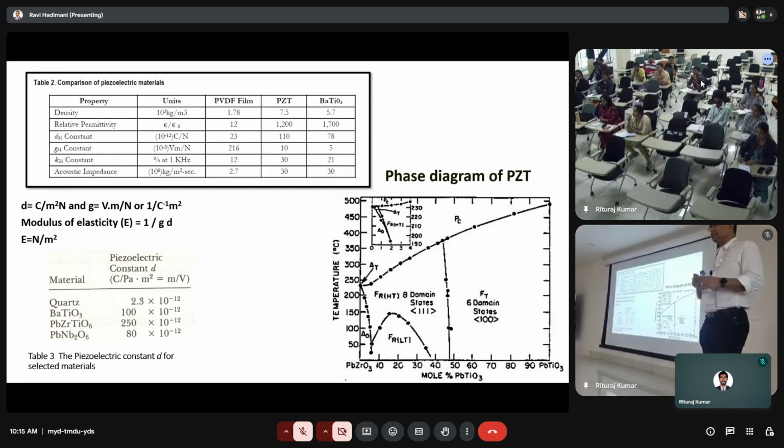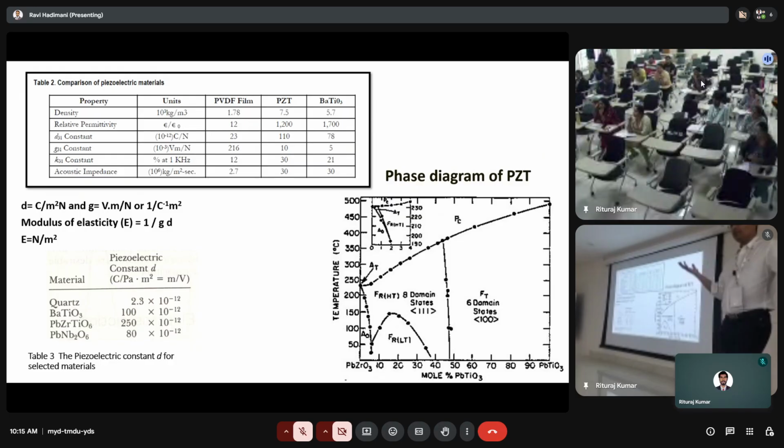Good. Name, guess something. You have some. If a material changes its dimension or its shape when you apply voltage, where can you use it? Okay. Yeah, so breaks, but yeah, that could be one application.